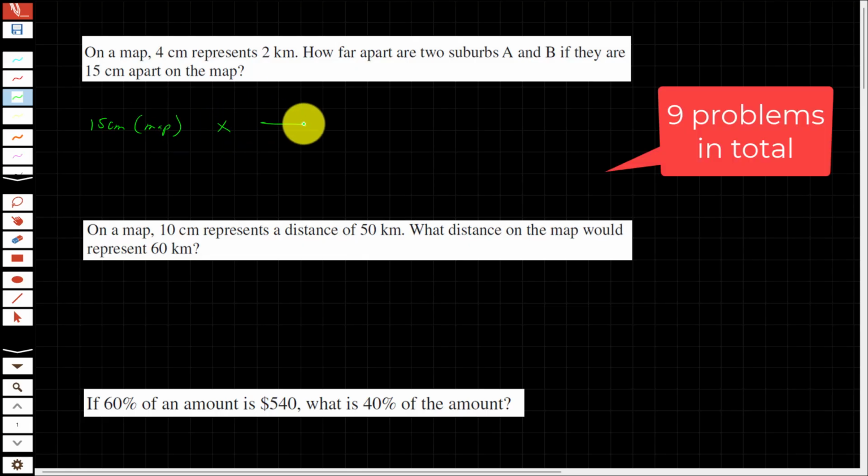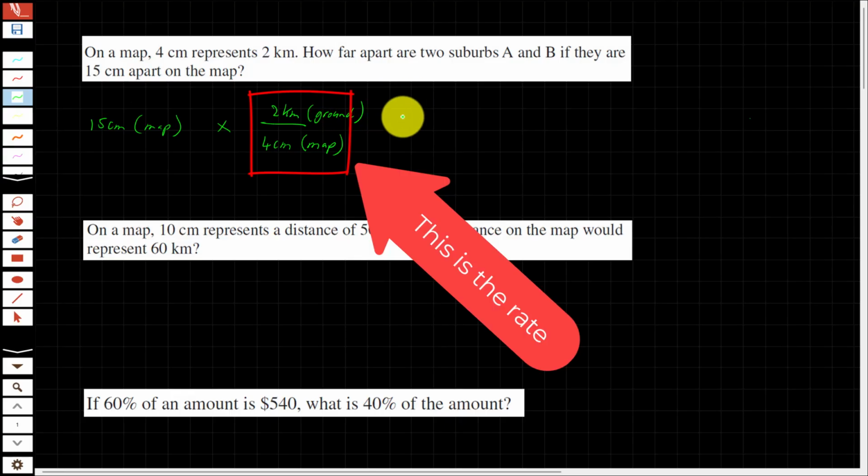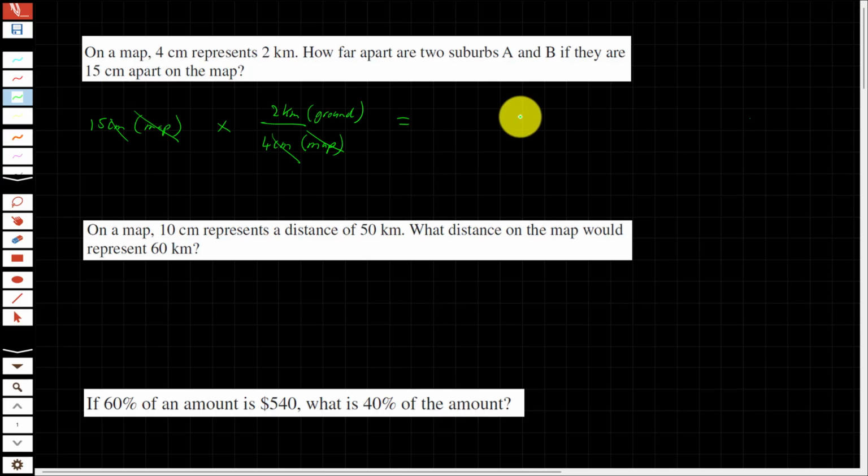So the rate here is 4 centimeters per 2 kilometers. So that is a rate, and we're going to write that as a fraction there. We need the map units, or 4 centimeters on the bottom of the fraction, to cancel out with the 15 centimeters of map units on the left there, and we can multiply through the numbers and we'll get ground units because we've cancelled out the map units. So 7.5 kilometers on the ground is equivalent to 15 centimeters on the map.